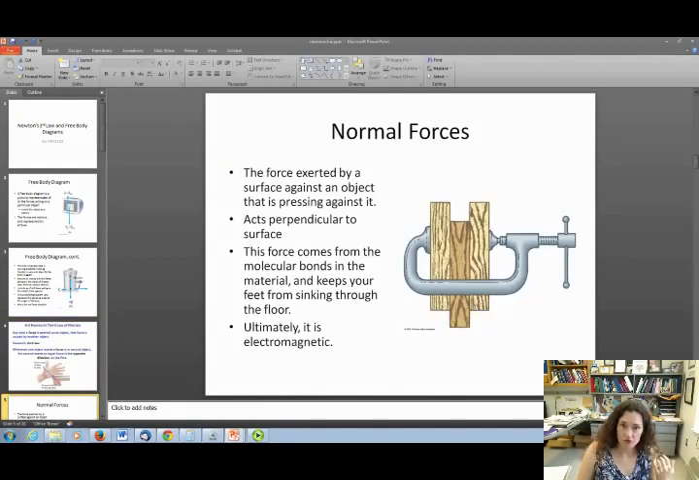A normal force is a force exerted by a surface against an object that's pressing against it. It acts perpendicular to the surface. Perpendicular and normal are synonyms, so normal forces means perpendicular forces. The origin of this force comes from the molecular bonds in the material, and when you're standing on a floor, it keeps your feet from sinking through the floor. Ultimately, it comes from the repulsion of the electrons in the two surfaces pushing away from each other, so it's electromagnetic in nature.